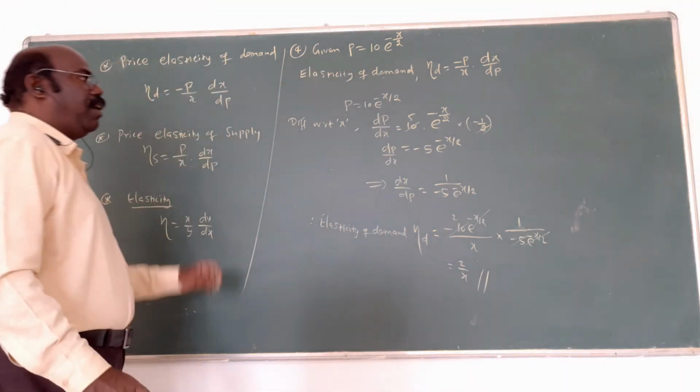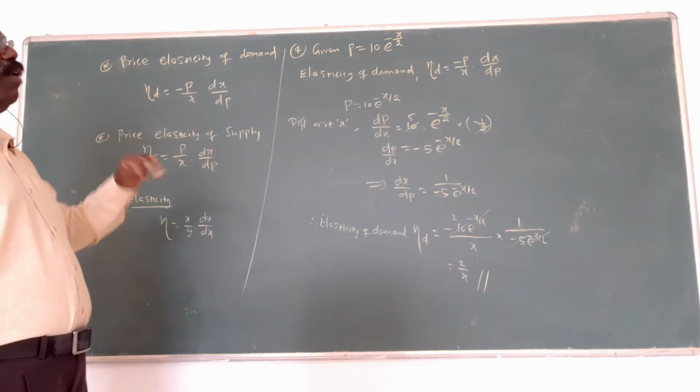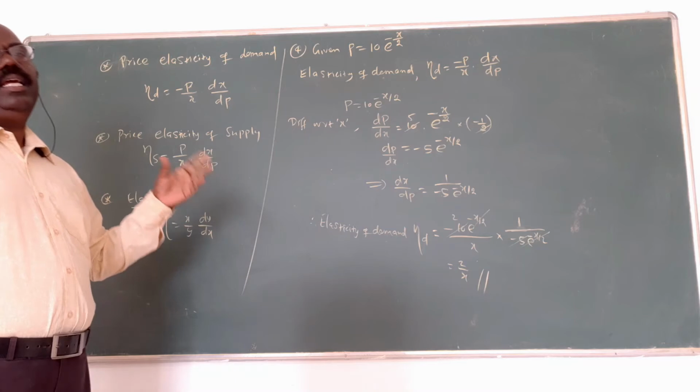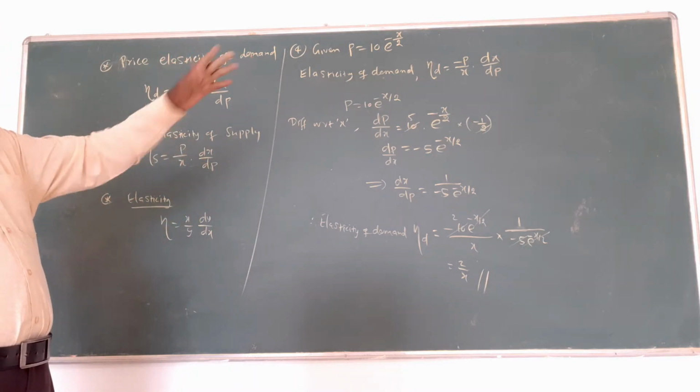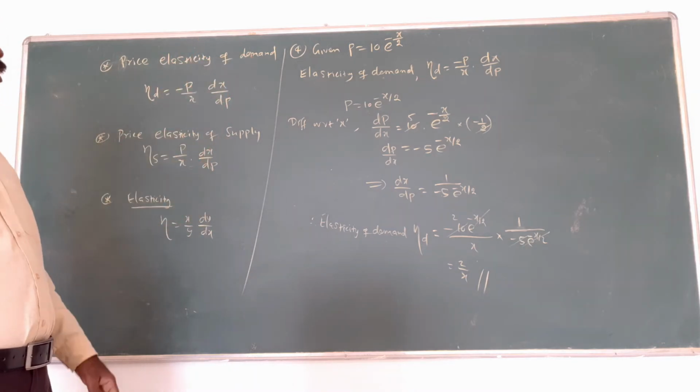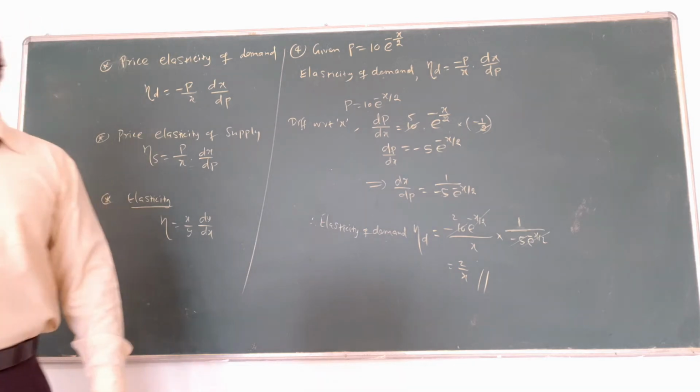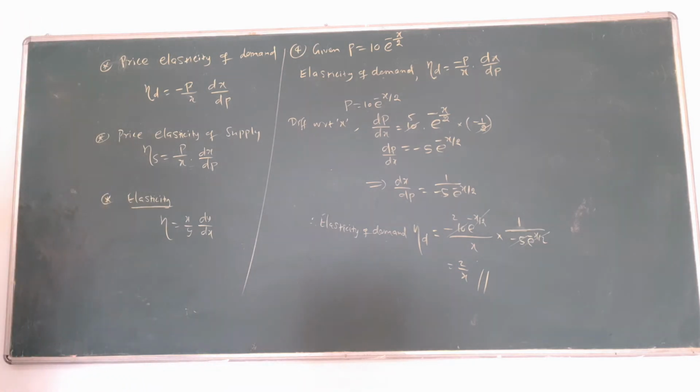You must follow the formula clearly. The formula is important, not just the quantities. You will differentiate, then take the reciprocal, and substitute the differentiated answer into the terms involved. That's all. The formula is important. Differentiation is also important.